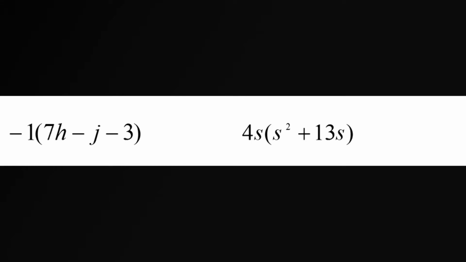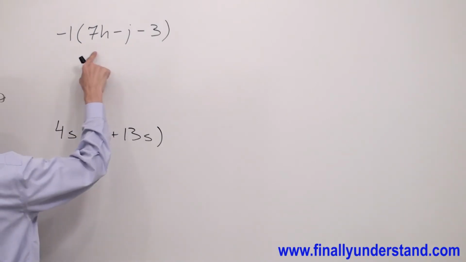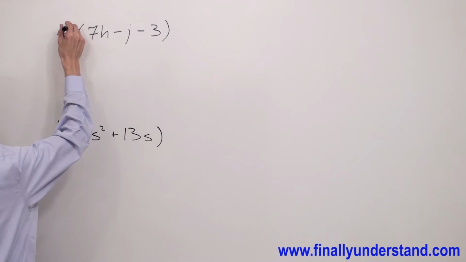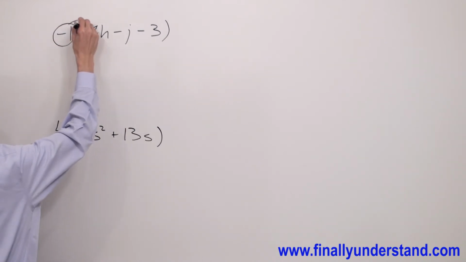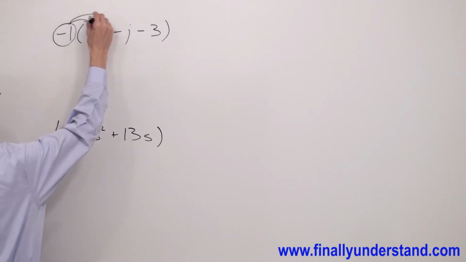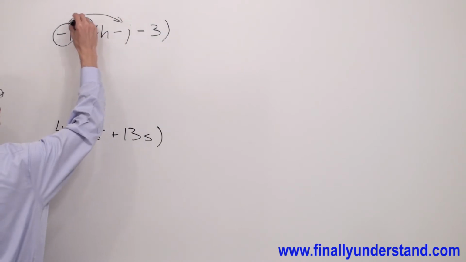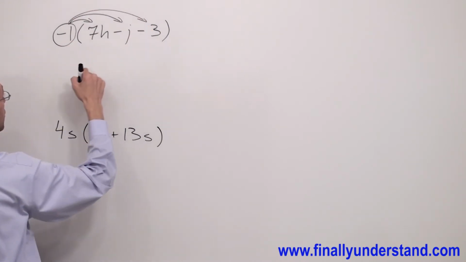This time we're supposed to multiply -1, which represents a monomial, by a polynomial, meaning the terms inside of the parentheses. Again, I have to distribute this -1 into the parentheses. Means I have to multiply -1 by every single term inside of the parentheses.